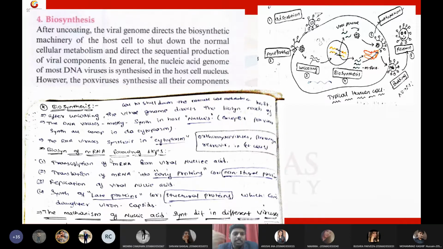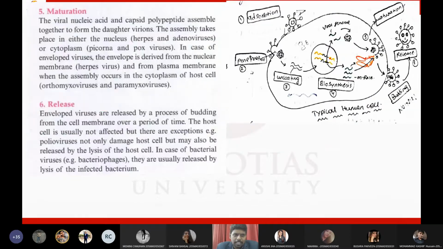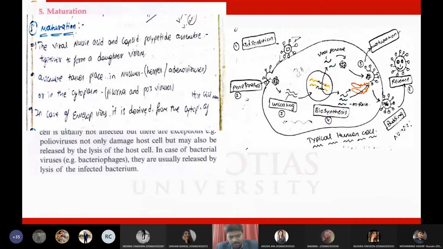Okay, so that is called biosynthesis. Then maturation. After preparation of the viral proteins, these proteins will assemble together to form baby virions. That is called viral assembly or maturation. In some textbooks they say viral assembly, or they say viral maturation. After viral maturation, the virus will be released by two methods, either by lytic release or budding.